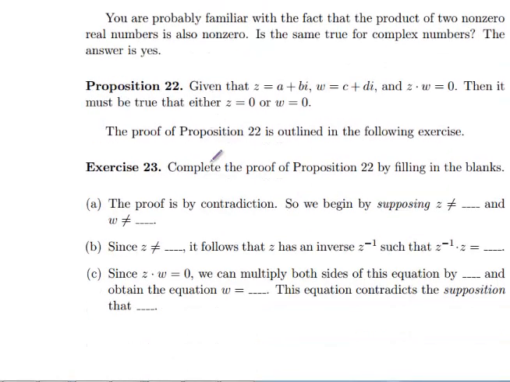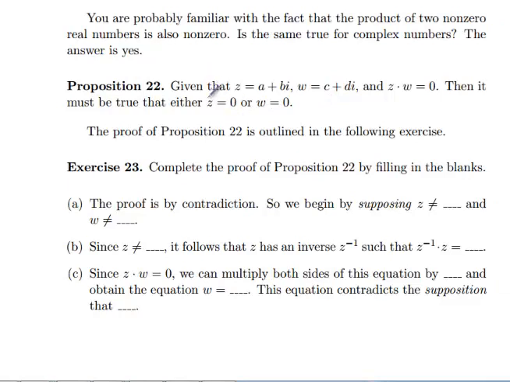We're going to do more proofs involving propositions of complex numbers. This is actually a version of a familiar theorem from real numbers. What this says is that if you have the product of two complex numbers and that product is 0, then one or the other of the two complex numbers must also be 0. They don't necessarily both have to be 0, but at least one of them has to be 0. And if you think about it, this is also true in real numbers.